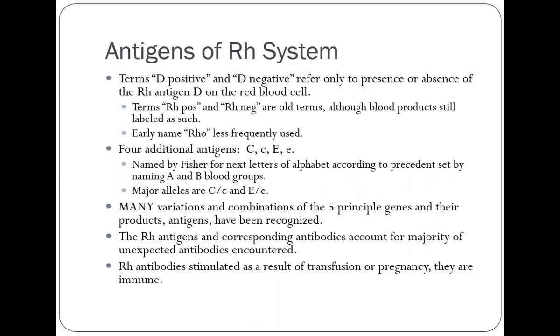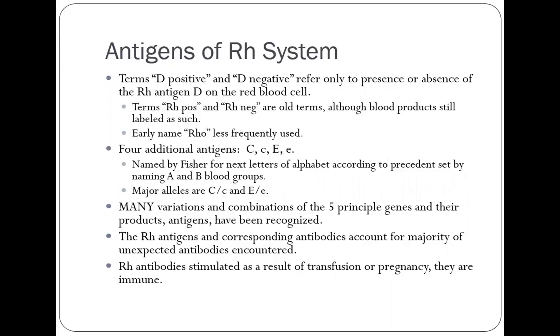So the terms D positive and D negative refer only to the presence or absence of the RH antigen big D on the red blood cell. The terms RH pos and RH neg are old terms, however, you will still hear them used in common blood bank lingo today, and blood products are still labeled as such. There was an earlier name, Rho, RHO, which is less frequently used. The only time you'll really see that prefix is with RhoGAM, which is actually a synthetic form of anti-D that's given to pregnant women who are RH negative.